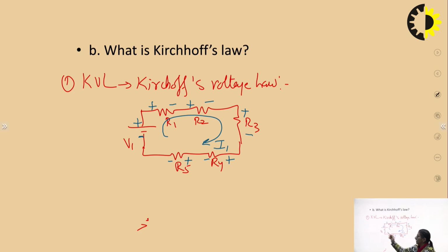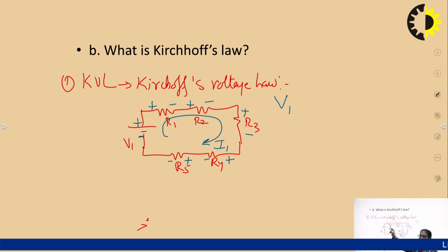Now the very first one, if at all I move along with the direction of the current, right? So in this we are moving from negative to positive. That means it is lower potential to higher potential. Whenever we are moving from a lower potential to higher potential, we generally consider it as a rise, right? And rise is a positive sign, right? So we'll write it as V1, okay? Next one is the drop will be occurring.